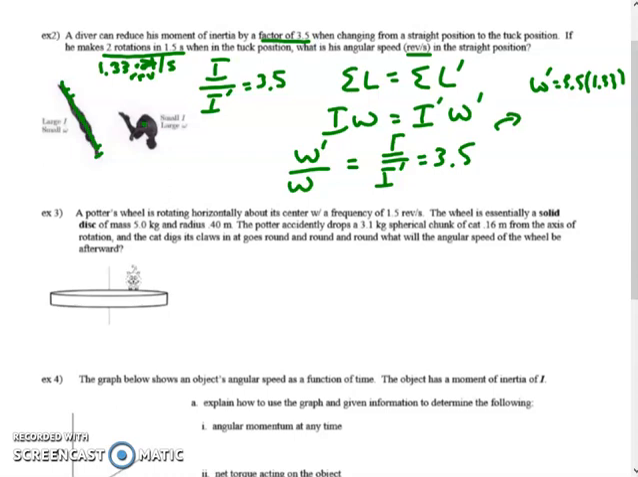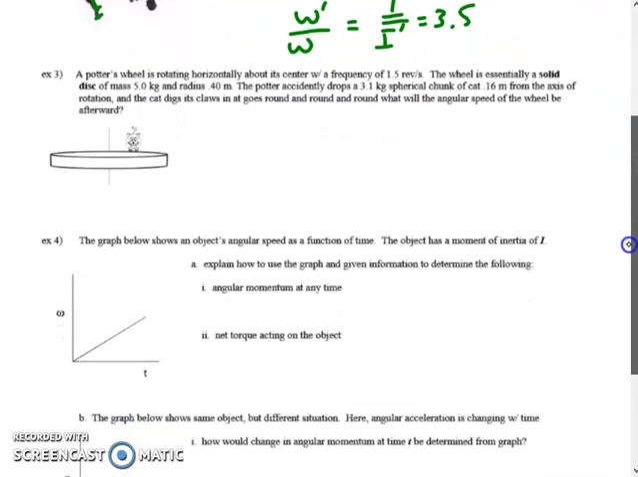Wait a second. Yeah, so I'm not sure what that gives us. Someone did the math wrong here, but you can work that out. All right, let's continue on.